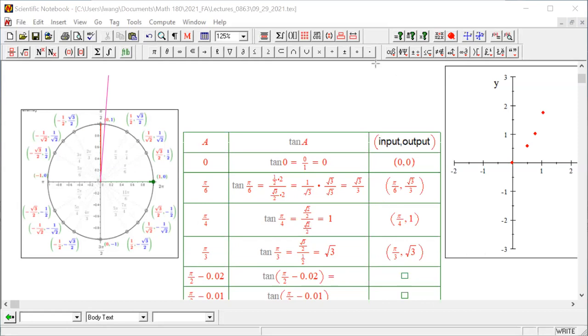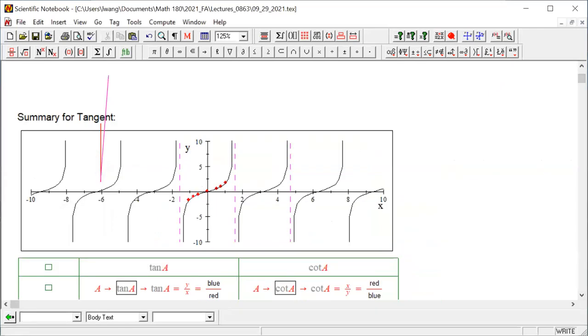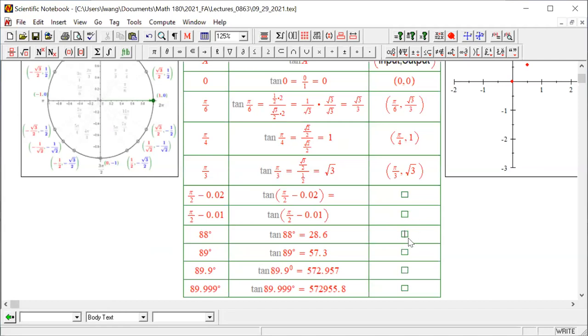So let's organize these points. For this point, how do you plot it? You cannot do 88 degrees, I'm sorry. You have to convert 88 degrees to radian. Do you know how to convert 88 degrees to radian? Do like pi over 180 degrees? Or am I wrong on that one?